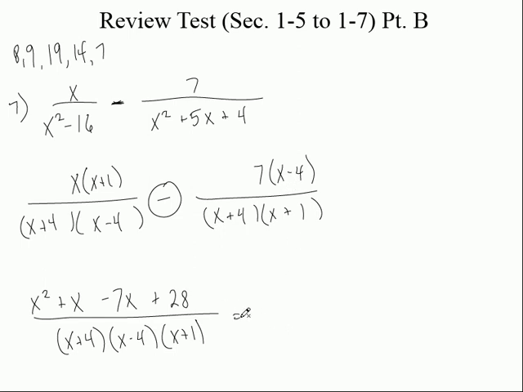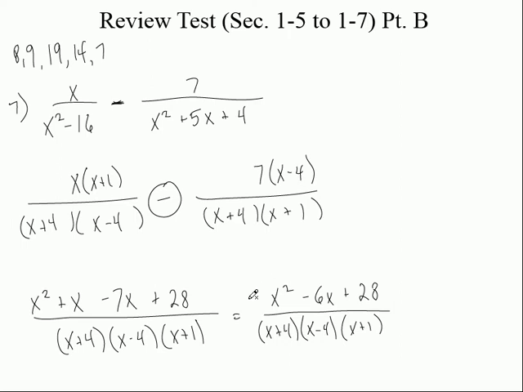And now we're pretty much done, aren't we? Just got to add some like terms together, make it look a little pretty. So what do we got? X squared minus 6x plus 28 over all this mess. X plus 4. Is that how they write the answer?